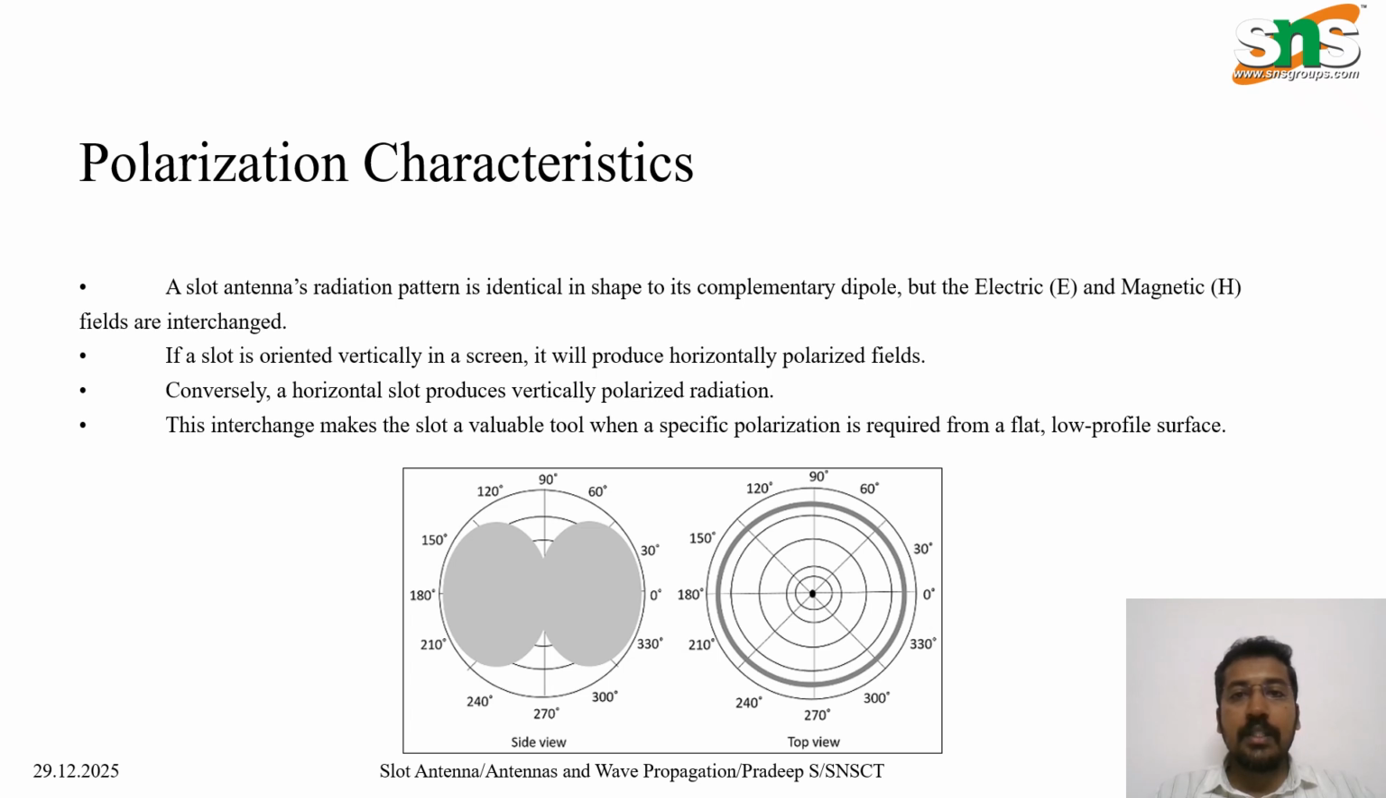Radiation pattern and polarization characteristics of slot antenna. The radiation pattern of a slot antenna is similar to that of a dipole antenna, but the electric and magnetic fields are interchanged. The polarization of the radiated wave depends on the orientation of the slot. A vertical slot produces horizontally polarized radiation, while a horizontal slot produces vertically polarized radiation. This property makes slot antennas useful in applications requiring controlled polarization.